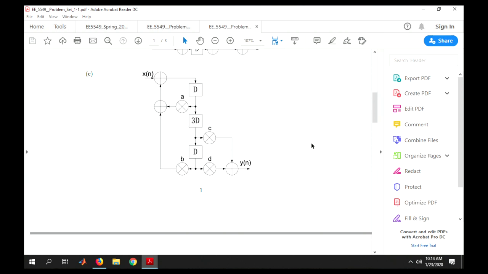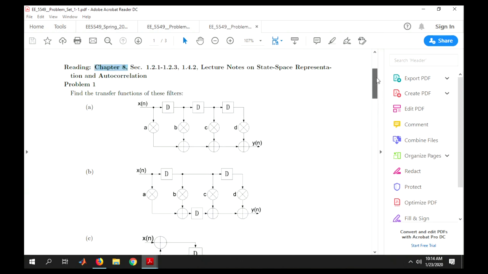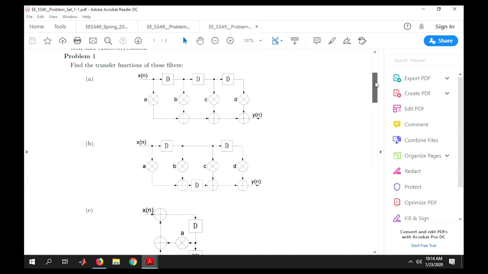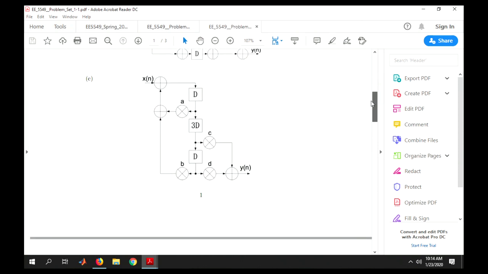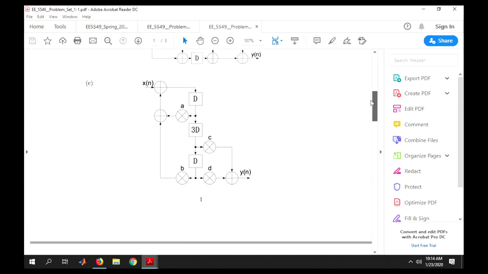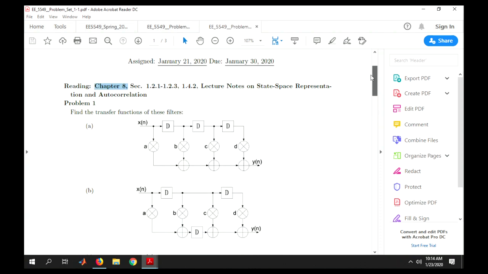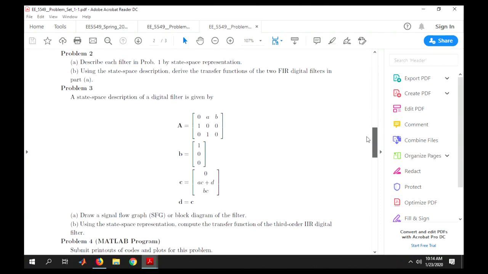Okay, so the goal of this part is to find the transfer functions, and you do that by inspection or by any other means. You do that in the frequency domain without state space. So do not use state space representation for this part. We'll get to that in the next part.